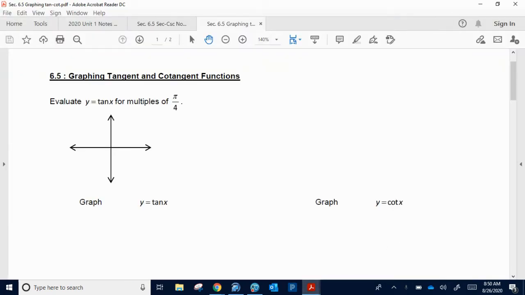Hey, Ace Trig students, Mr. Minier here. Today we want to briefly go through how to sketch a curve of a tangent or cotangent graph. Again, we're just sketching a curve of these two graphs.